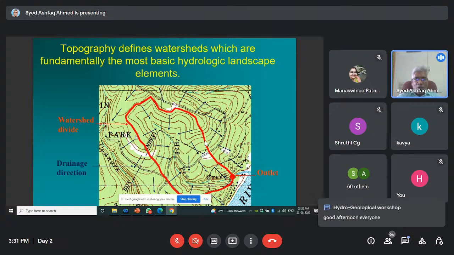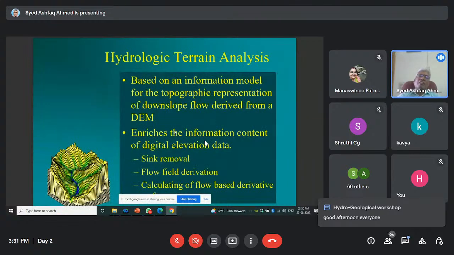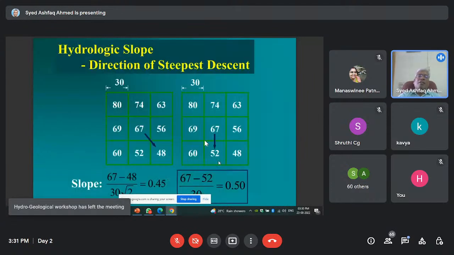You have to manage the watershed. But in a satellite image, there are no drawn streams as such, so you have to extract them using different methods. One such method is terrain analysis. There are different pre-processing techniques, what I have told you earlier, like sink removal, then field derivation, flow derivation, calculation of the flow based on the derivatives. All these things you can do one by one manually.